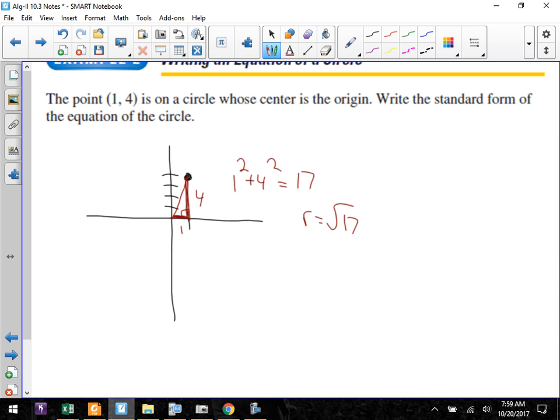So remember, when you're writing up the equation of the circle in that standard form, the equation is going to be x squared plus y squared is r squared. What's r squared in this case? It's 17 in this case, yeah. So my answer would just be x squared plus y squared equals 17. That's what it will look like. Super easy, once we remember that 1 squared plus 4 squared is 17.